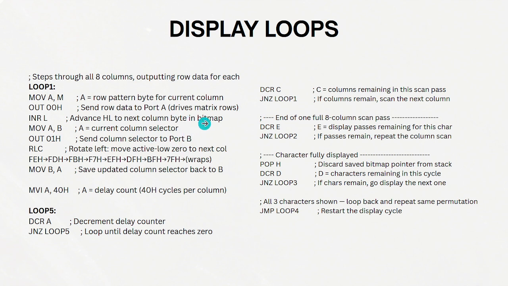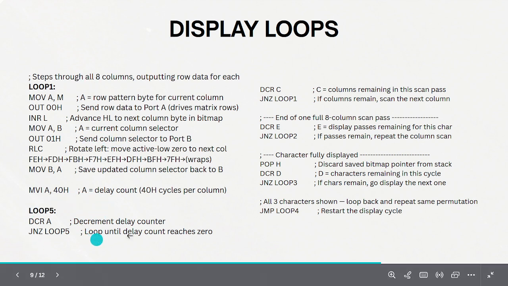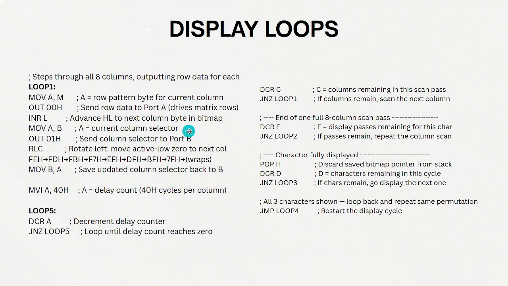Finally, we have loop 1. Loop 1 iterates through all the columns of the LED matrix, and this helps us to individually show what the value in the column is, so that we can show that on the LED matrix. Now loop 1 also has loop 5. Loop 5 is just a delay. What the delay does is it delays the column, so that the column is shown for a long enough time for the persistence of vision.